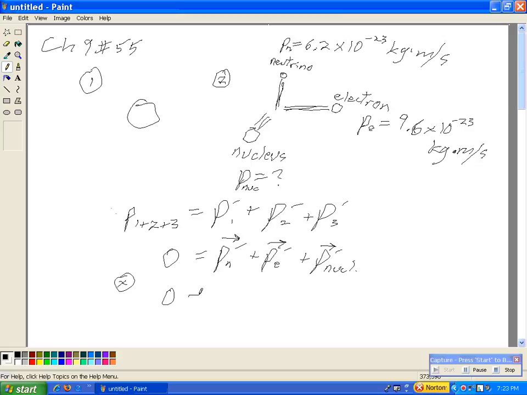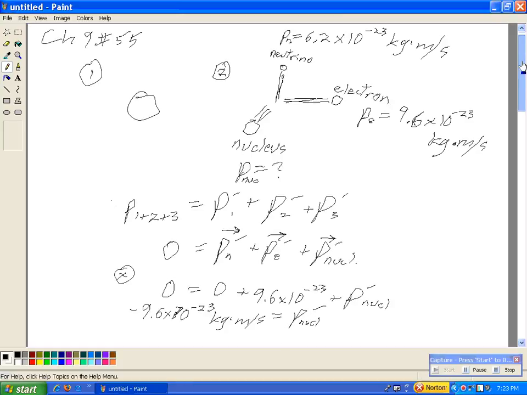So in the x direction, 0 equals, well, the neutrino is not moving at all in the x direction. It's moving in the y direction. So that's 0. The electron has momentum of 9.6 times 10 to the negative 23. And the nucleus, we don't know. So with that, we get that negative 9.6 times 10 to the negative 23 kilogram meters per second is the momentum for the nucleus in the x direction.